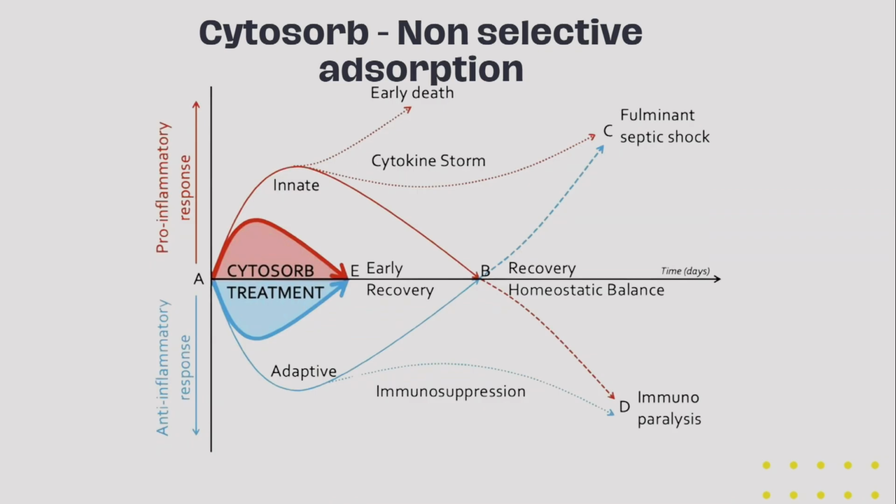Meanwhile, the patient can have a cytokine storm or may have early death. Or the patient will have severe immunosuppression, going even to paralysis. So we don't want our patient to go to C or D. All right. But this is a matter of time, not a matter of chance. But if you give Cytosorb, the patient will not reach B, the patient will reach E. So the recovery happens earlier than the recovery with a standard line of therapy, like antibiotics, steroids, whatever you give. All right, so this is what this diagram is all about.